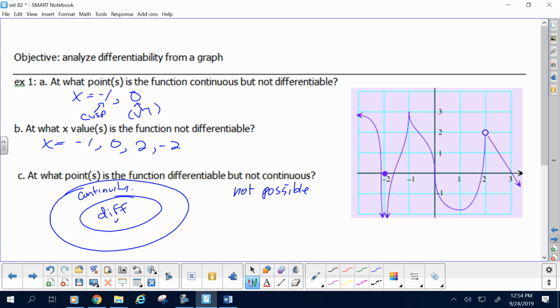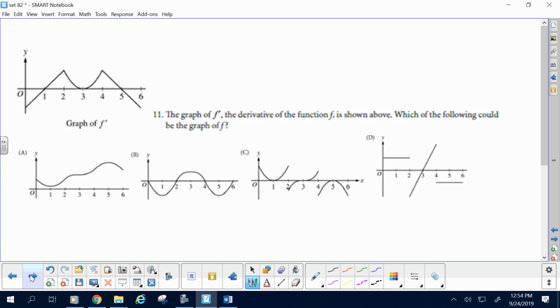All right. Going on, try this multiple choice question here. The graph of the derivative is given, and which of these could be the original f function? Give that a go.